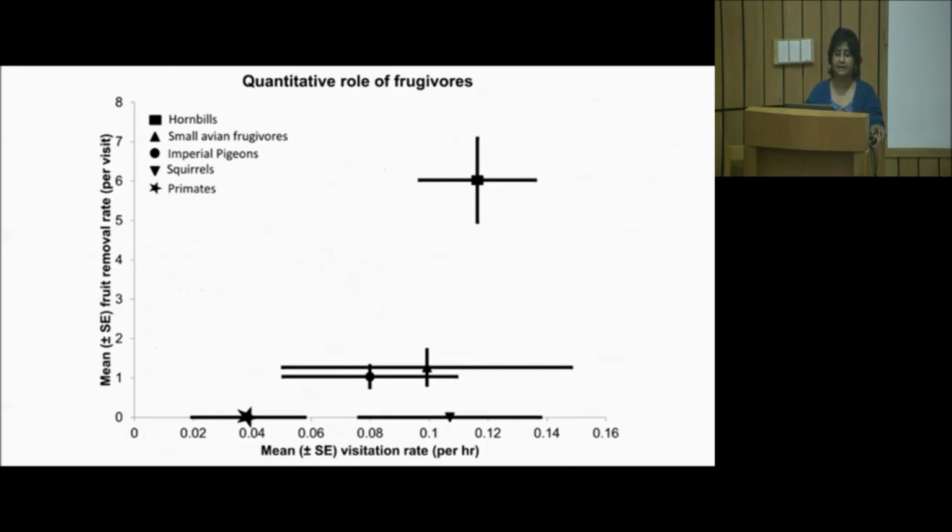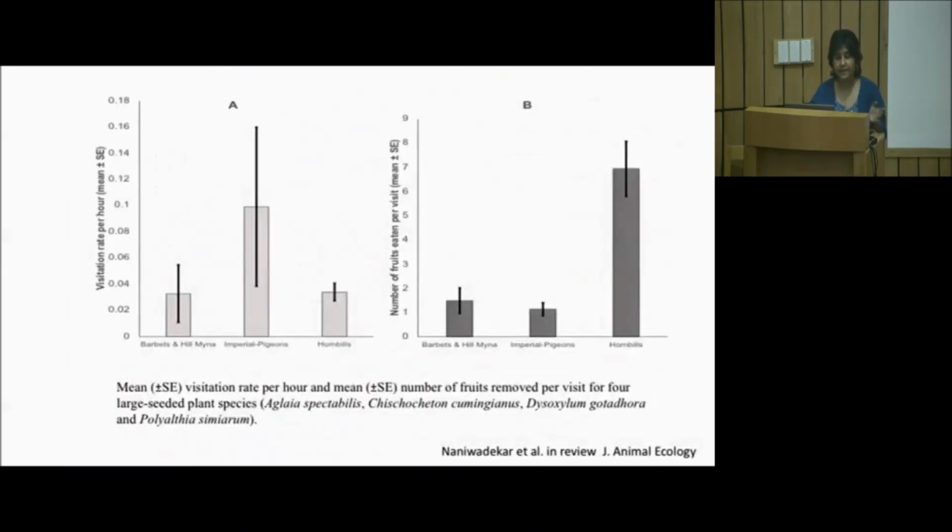But hornbills stand out on the top right hand of the graph, where you can see that not only was the visitation rate on the x-axis high, but so was fruit removal rate, which was not the case for the other groups. The same thing is shown in this graph, which is basically the visitation rate on the left hand side, and shows that although the hornbills have lower visitation rates than imperial pigeons, the number of fruits removed per visit adequately compensates for that.